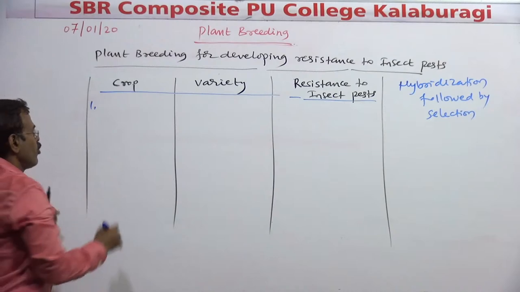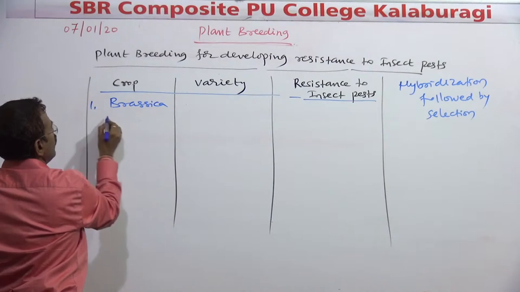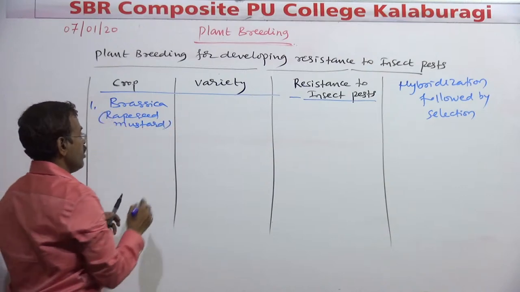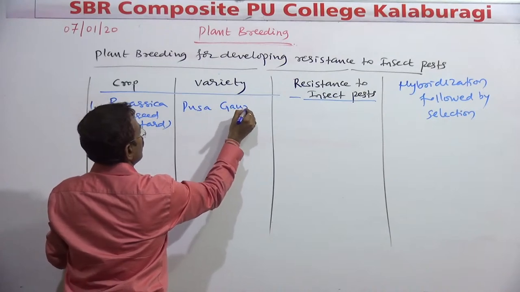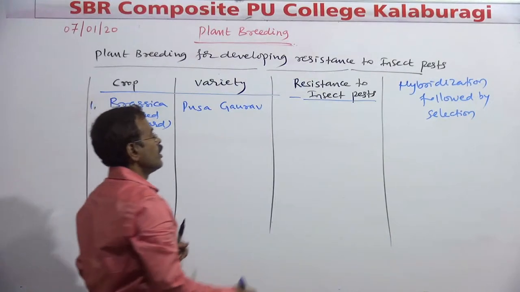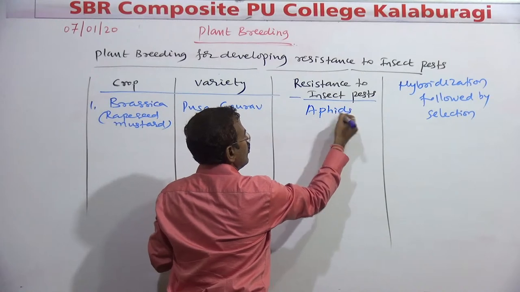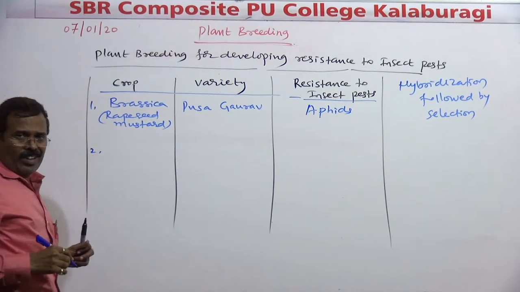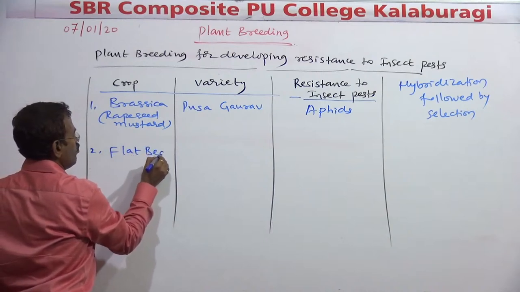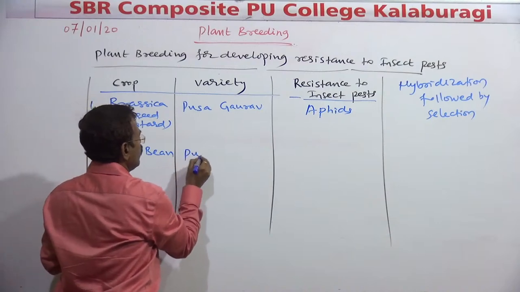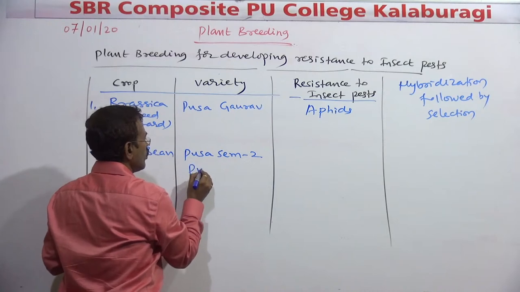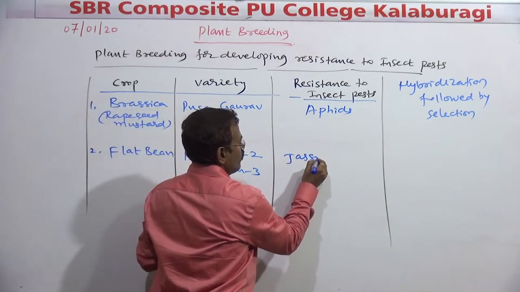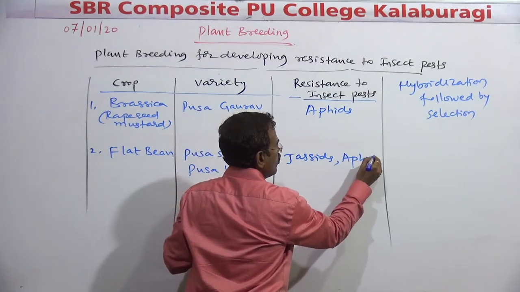First the crop variety we have is Brassica, the rapeseed mustard. The variety is Pusa Gaurav. It is resistant to insect pests such as aphids. Aphids are usually wingless insects, which can act as a vector in transmitting diseases. Then the second crop we have is flat bean. In case of flat bean, we have Pusa Sem 2 and Pusa Sem 3, resistant to jassids, aphids and fruit borer.